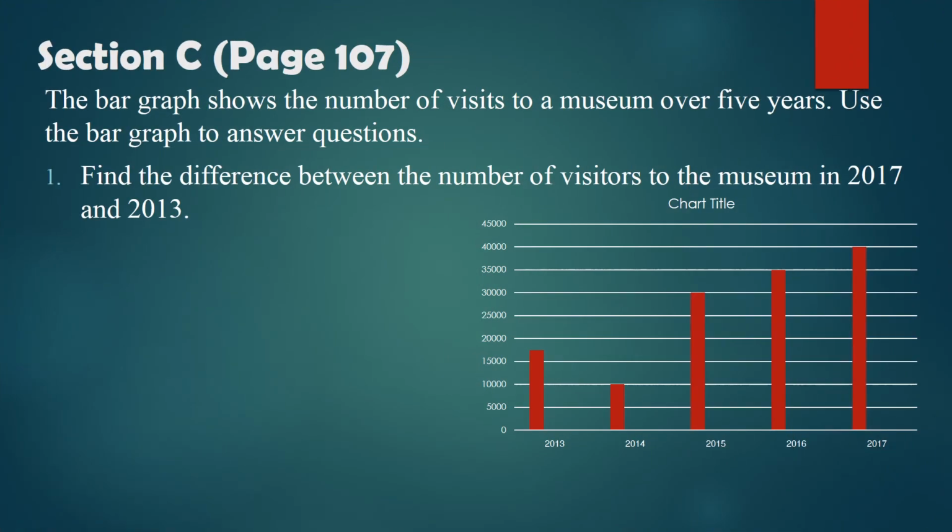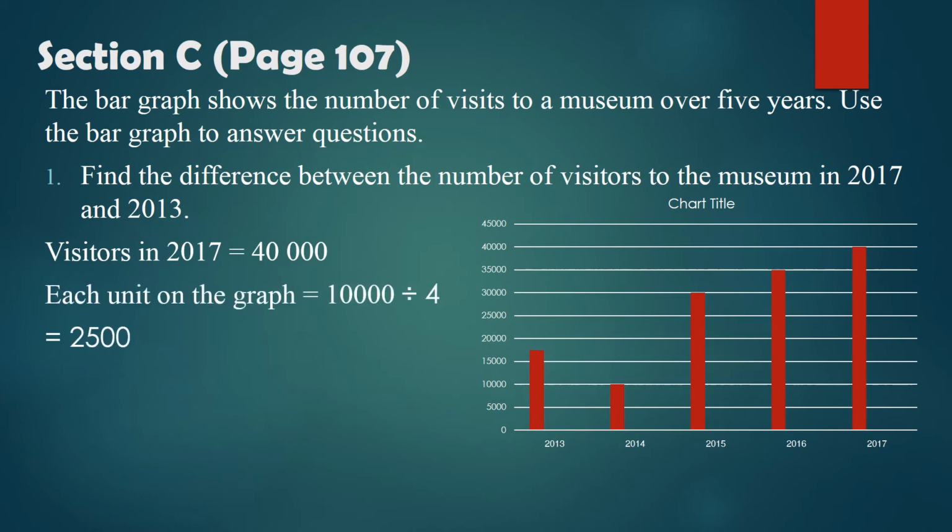Now let's move on to section C, page 107. The question is, find the difference between the number of visitors to the museum in 2017 and 2013. In order to answer this question, you have to know how to read the graph. There are 40,000 visitors in 2017 according to the graph. Since the graph here is difficult to read, I suggest you use the graph in the workbook.